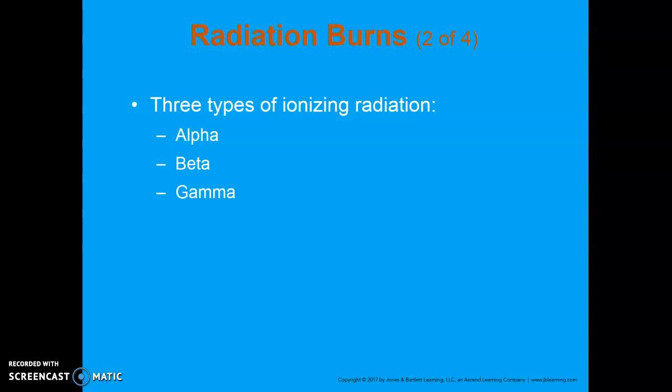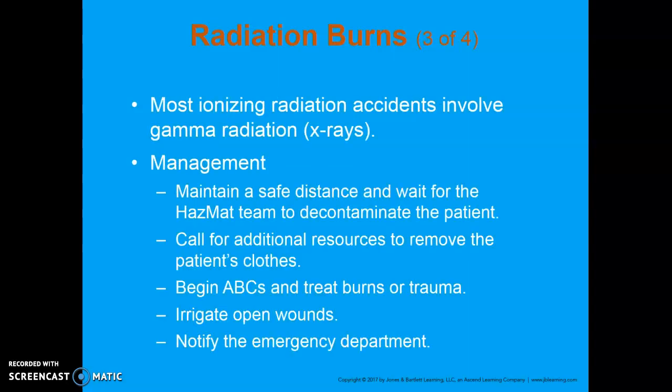And then gamma is the biggest threat. This type of radiation is very penetrating and very easily passes through the body. Most ionizing radiation accidents involve gamma radiation, which is your X-rays. People with sustained radiation generally don't pose a risk to others, but it can be if they were in an explosion. Management: maintain your safe distance.